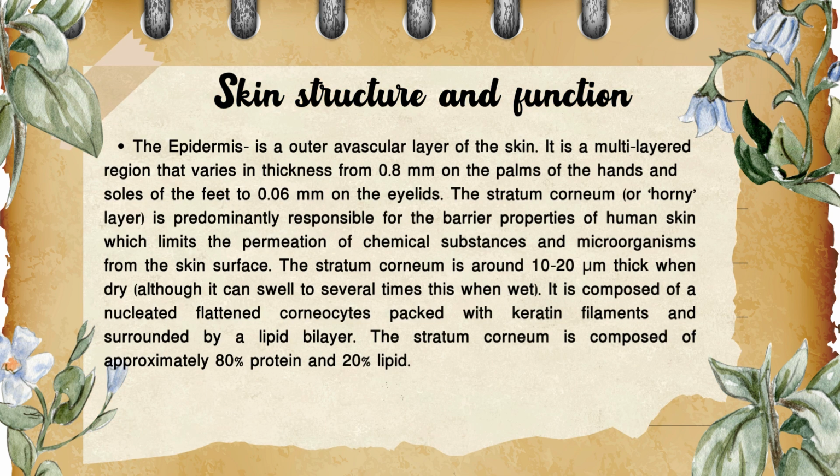Skin structure and function. The epidermis is the outer avascular layer of the skin. It's a multi-layered region that varies in thickness: 0.8 mm on the palms of the hands and soles of the feet, and 0.06 mm on the eyelids. Stratum corneum is usually called the horny layer. The stratum corneum is composed of 80% protein and 20% lipid.